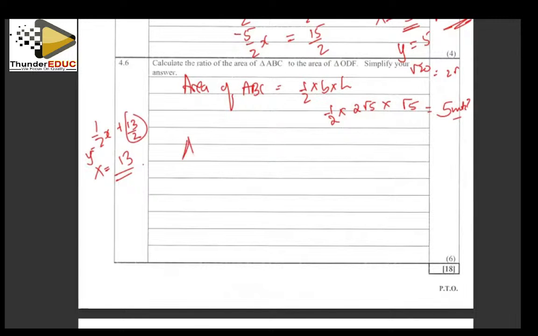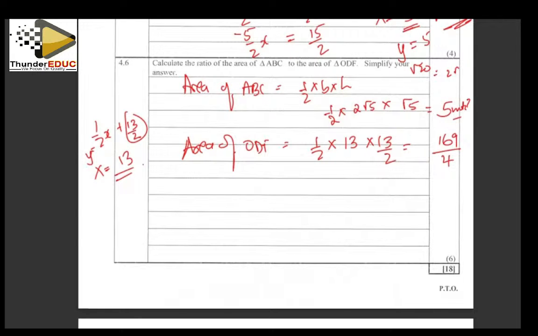So that's going to be the area of ODF. That's a half. The base, we said 13, and then times 13 over 2. Simplifying this, I'm going to get 169 over 4. Okay, so that is 169 over 4.